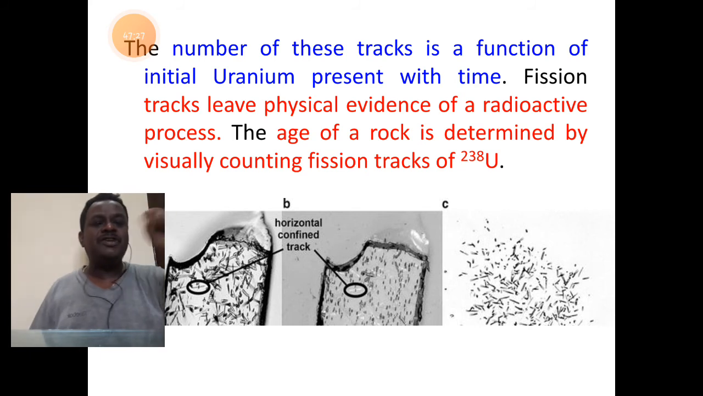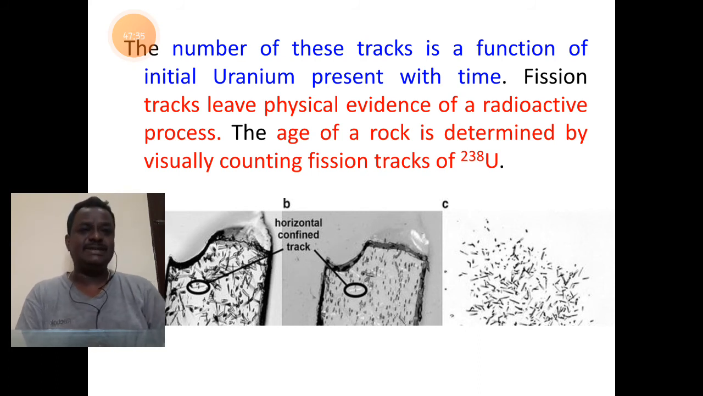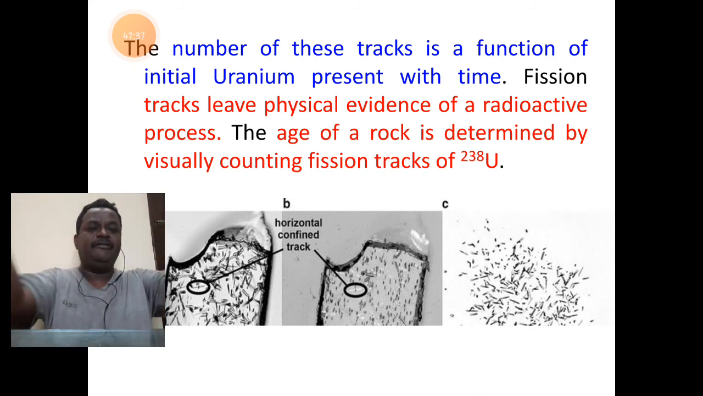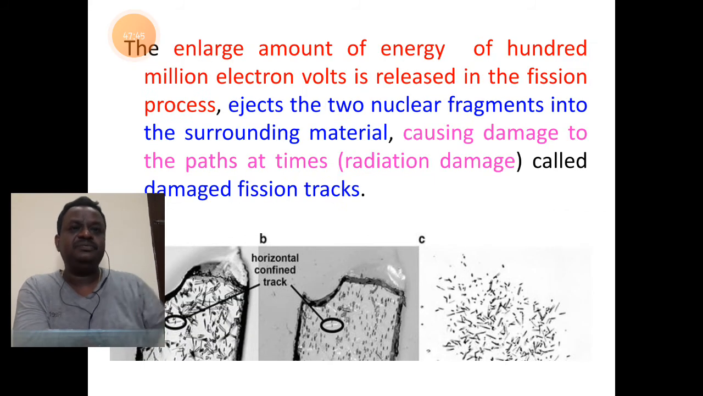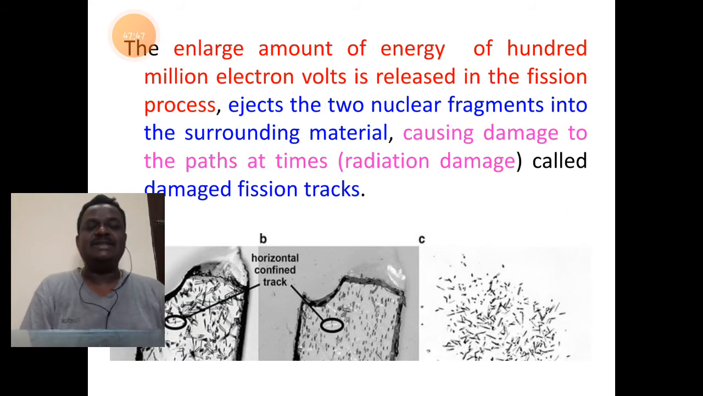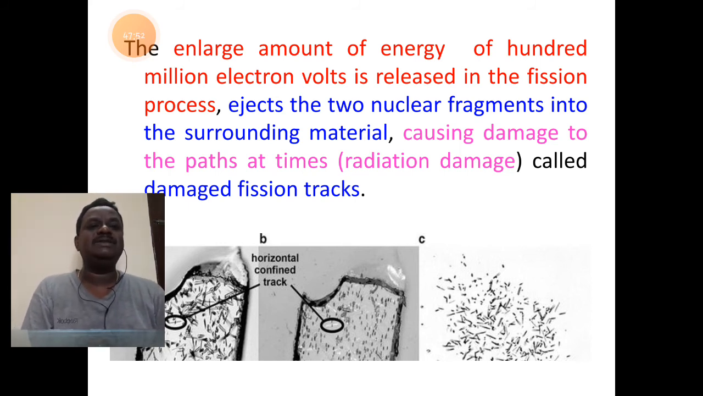So in the fission process, while uranium breaks down to form daughter nuclei through the radioactive process, fission tracks are getting formed, so that you can find in the picture. Now the question is, during this fission process, enormous energy of 100 millions of electron volts is released along with the daughter fragments of the nucleus.